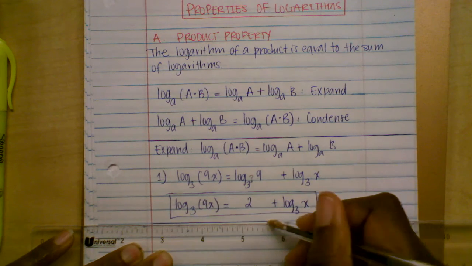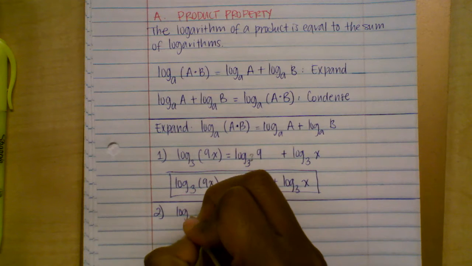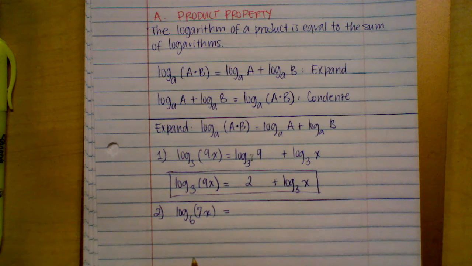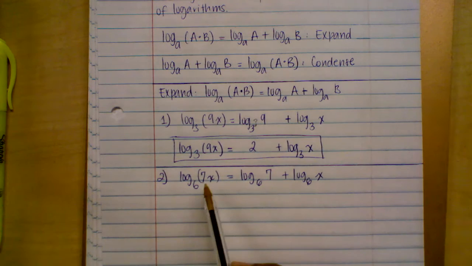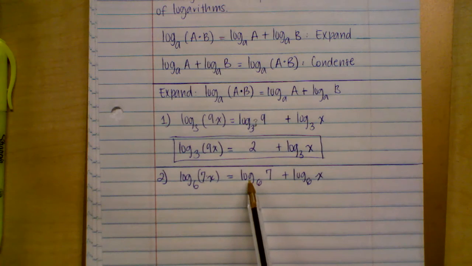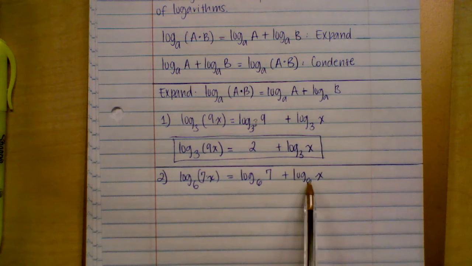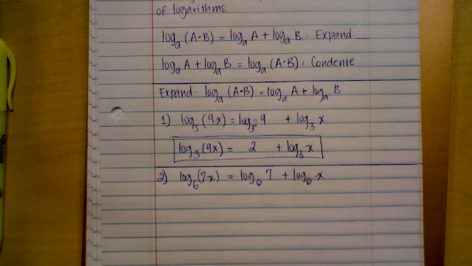Let's do number 2. You have log base 6 of 7x equals. Let's pause the video and tell me what you would write here. Instead of telling me, I hope you wrote this down. If not, again, 7 is multiplied to the x. So it should be log base 6 of 7 plus log base 6 of x. So that's the final answer. There's nothing else that can be done here.